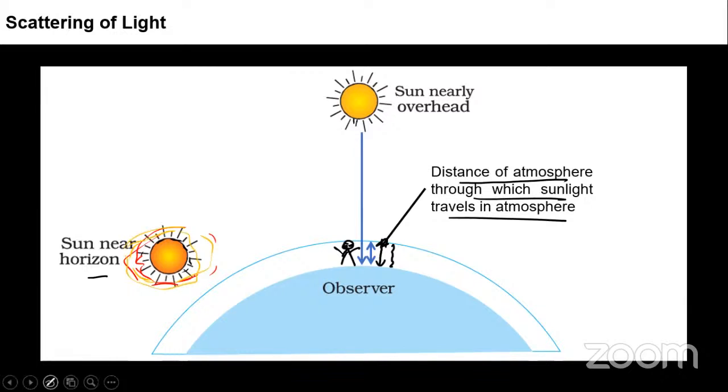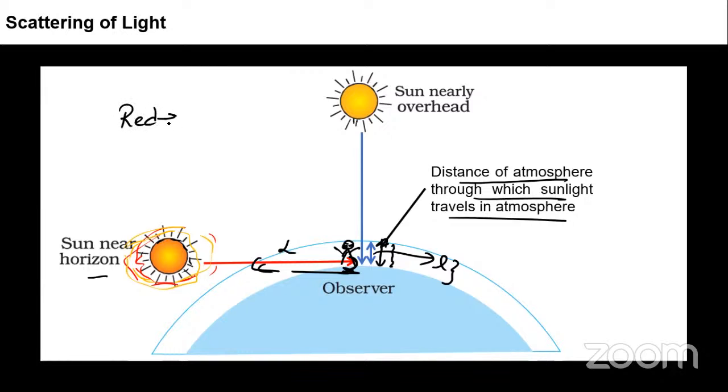What's the reason? Because when the sun is near the horizon, the sunlight enters like this. Now you can see here, the total distance which it has to travel to reach us is very long, L, as compared to this small L. And we know the red color light has the longest wavelength.